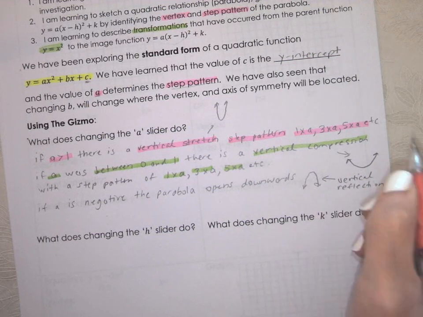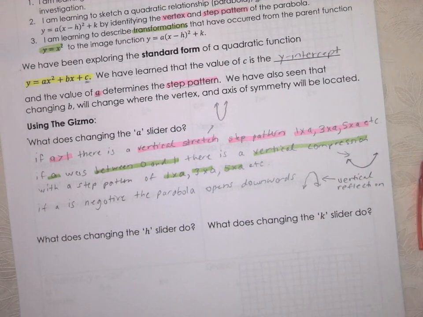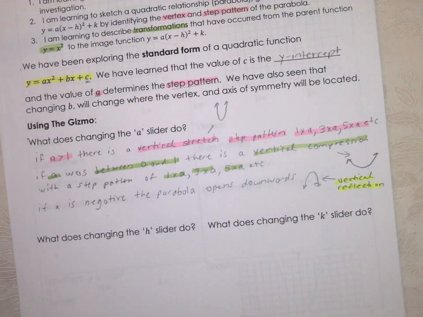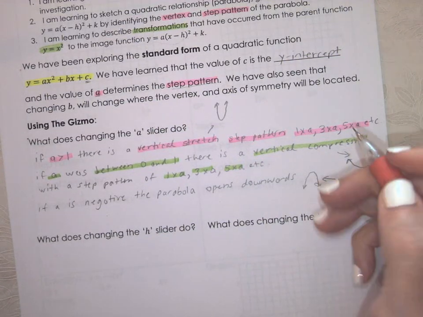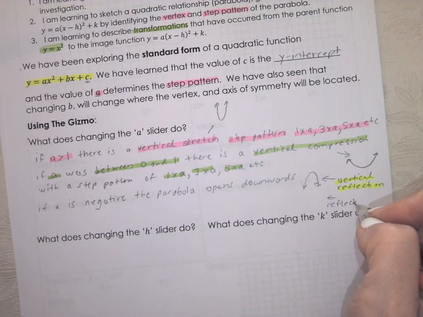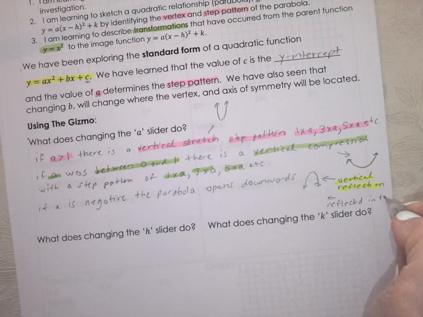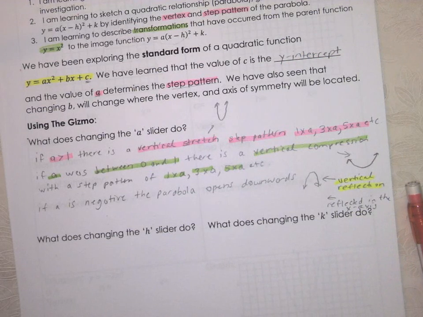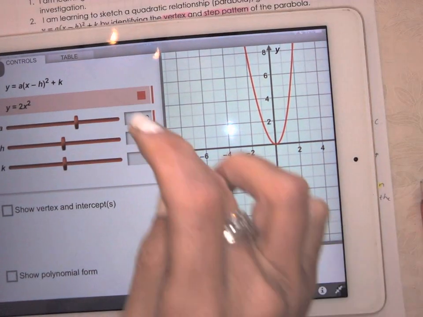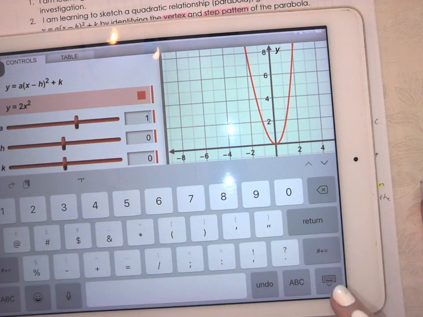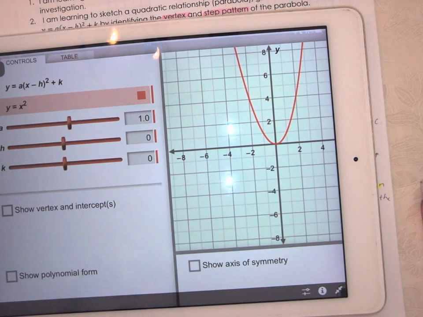which is what I use to describe it, but some textbooks or a different teacher might say it's reflected in the x-axis. So I'm going to just show you my gizmo again so you can see why they would say reflected in the x-axis. And whenever you see reflection, you're thinking of a mirror line, okay? So I'm going to just change the slider again to 1. And there's our regular parabola.